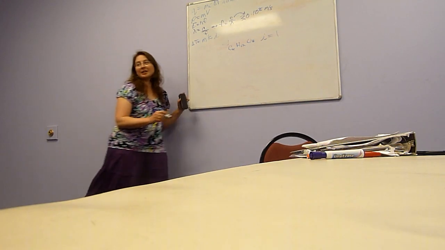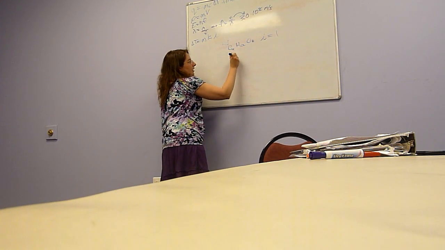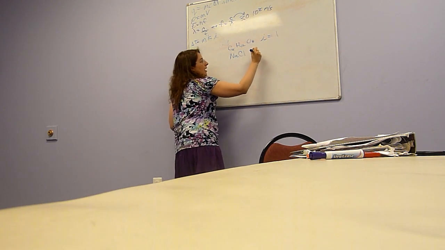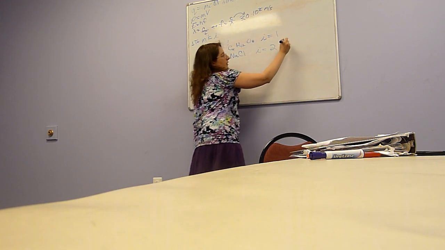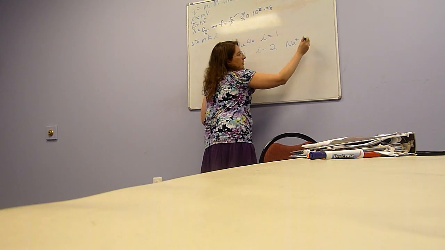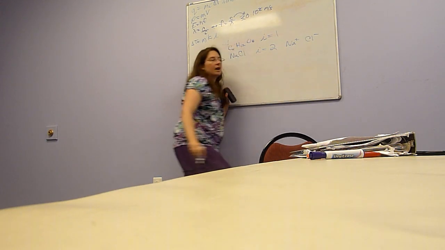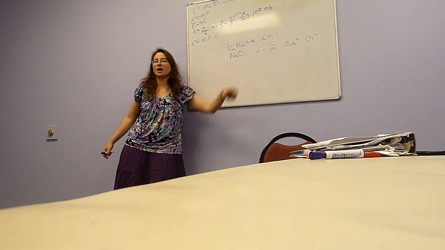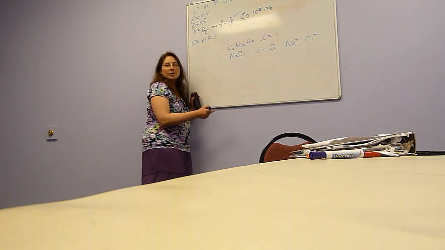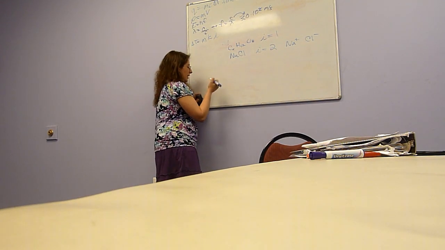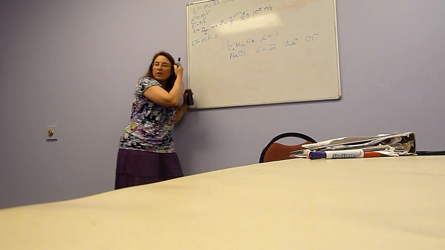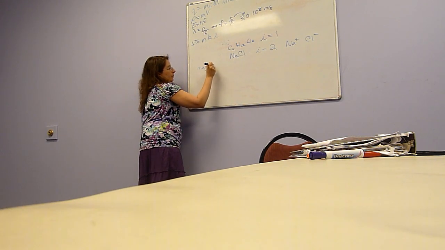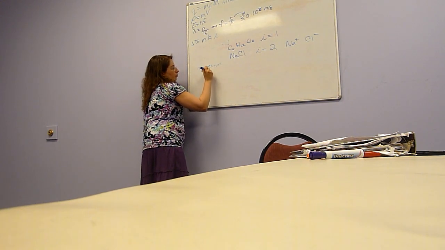If it were ionic, okay, so here's an ionic compound, NaCl. If this is my solute, then what's I? I is 2. Why is it 2? You'll get an Na plus ion and a Cl minus ion. For every unit of sodium chloride, you get 2 ions when it's dissolved. So NaCl, I equals 2.